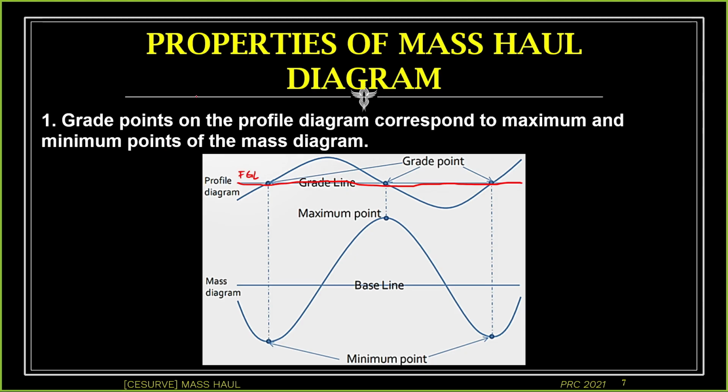Kumbaga, ang kalsada natin, gusto natin ito yung maging elevation niya. Kaya finish grade line. Ito namang curved, ang tawag natin diyan is NGL or the natural grade line, kasi yan yung natural surface ng soil. Okay? And the intersection of the NGL and FGL, yan yung mga grade points. And these grade points, once we project it downward papunta sa mass diagram, it will coincide with the minimum and the maximum point of the mass diagram. Okay?